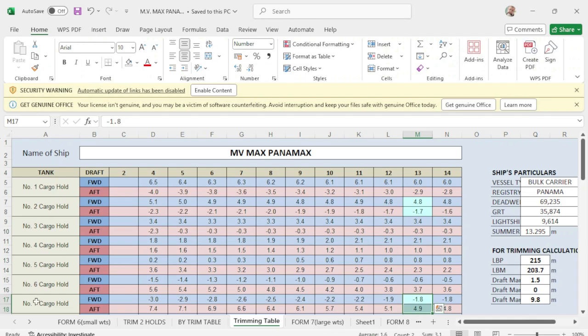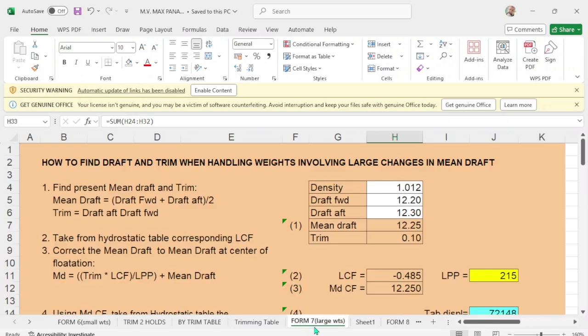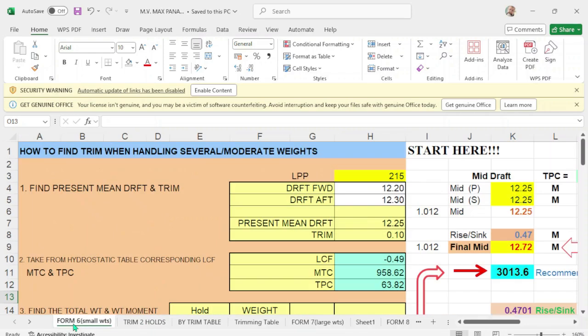That is from hold 1 to 7, and you have here the draft 1 to 14, and we have the forward and aft correction. Then the last one will be form number 7, which is how to find draft and trim when handling weights involving large changes in mean draft. Let's deal with this later. First we go to form number 6, how to find trim when handling several moderate weights.